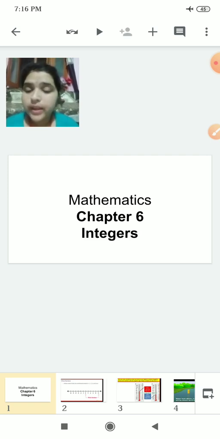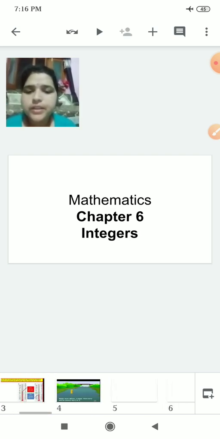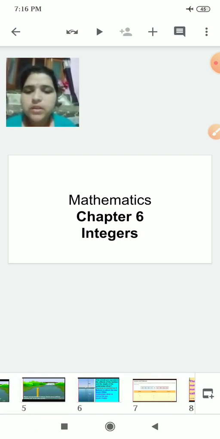So, today I'm here to start your math chapter number 6, that is integers. We have recently completed chapter number 5, that is understanding elementary shapes. I hope you all have practiced those questions related to the chapters. Yes, so today we are going to discuss integers. The chapter name is integers.